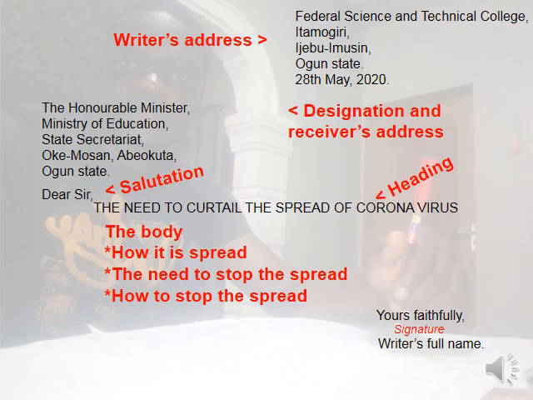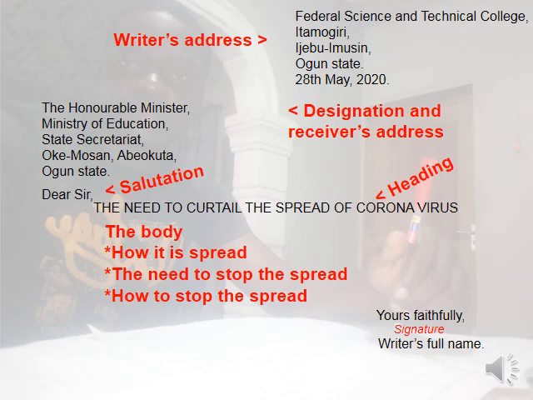Then for the salutation, dear sir, I've explained that you use dear sir or dear madam. But when you don't know the gender of the person you're writing to, you just simply write dear sir. Then for your heading, the heading or title should be written in capital letter. If you have to write that in small letter, then you will underline. And make sure that your heading is not a sentence, and so you don't put a full stop at the end.